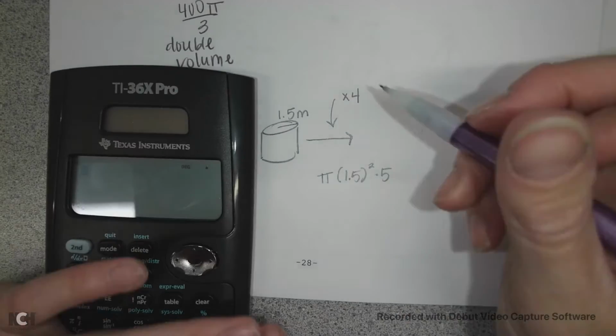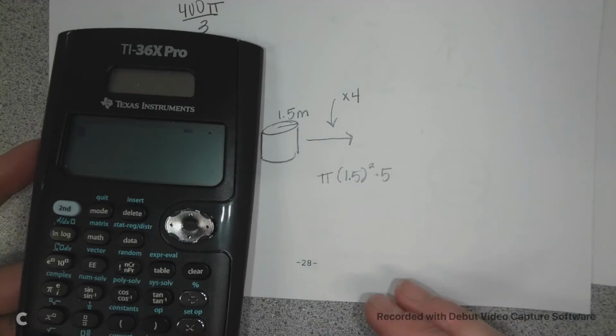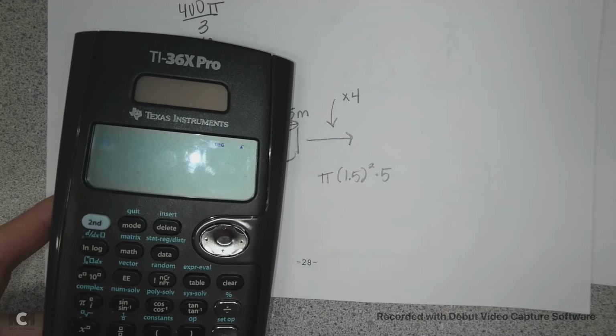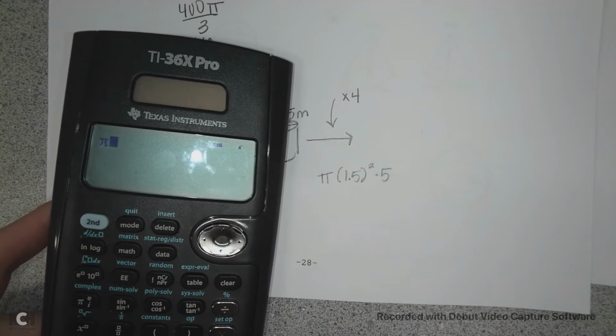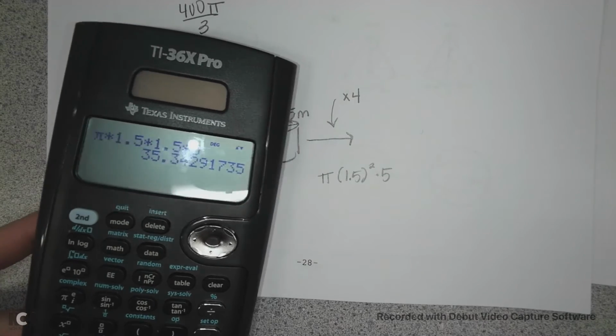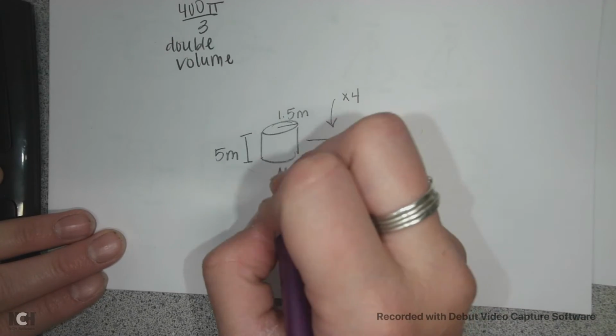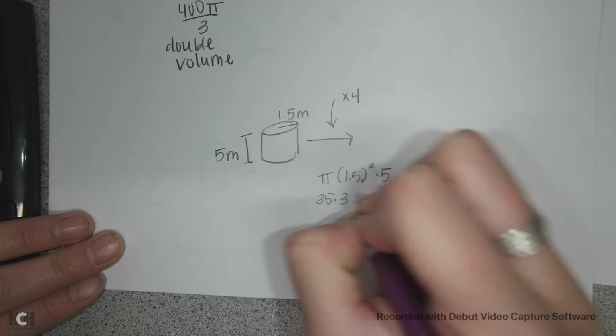Okay, so you could have just multiplied these by 4 and then you would have the answer. But since we're going to use this volume again, we might as well just figure out the volume of the original. So pi times 1.5 times 1.5 times 5 is 35.3. Okay, so the volume of this shape is 35.3.